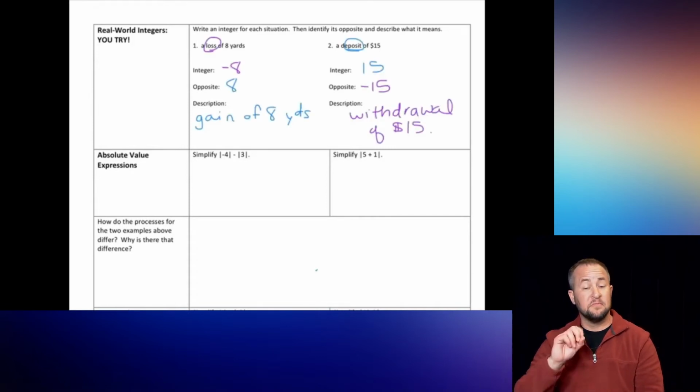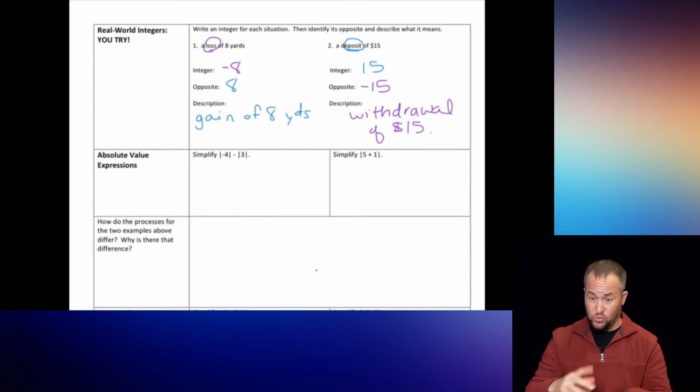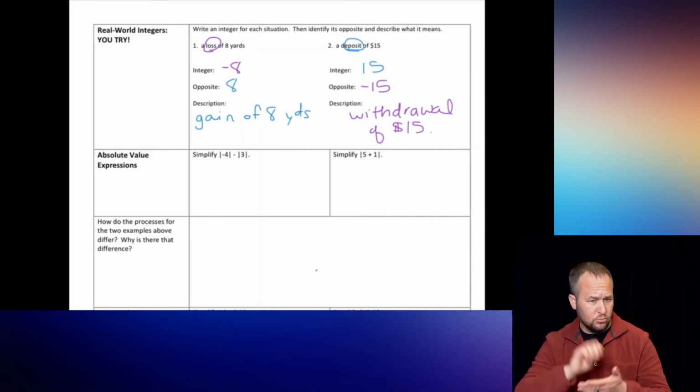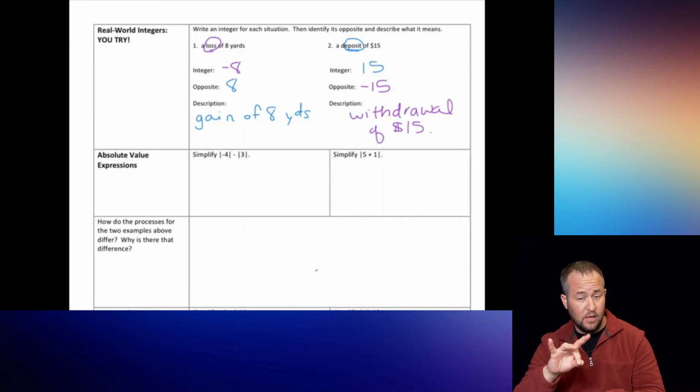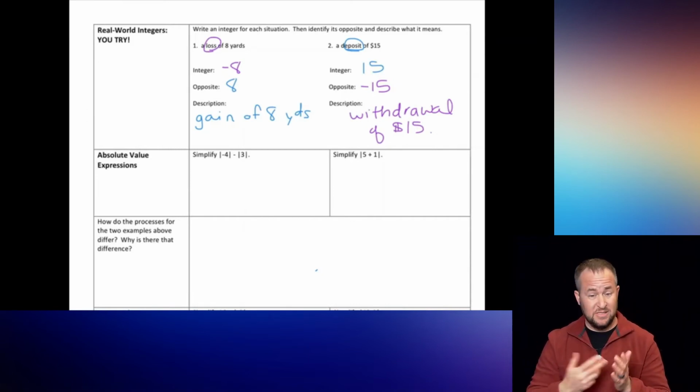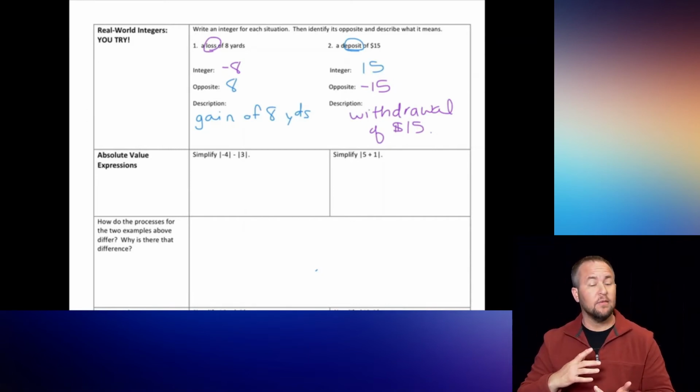All right, so hopefully you saw that the key word in number 1 would be a loss of 8 yards. If you're losing something, that means you're getting rid of it, you're subtracting it, you're taking it away. So it's a negative 8. The opposite of that would be positive 8, and the opposite of a loss is a gain. So if you're not losing something, you're gaining it. So it's a gain of 8 yards.